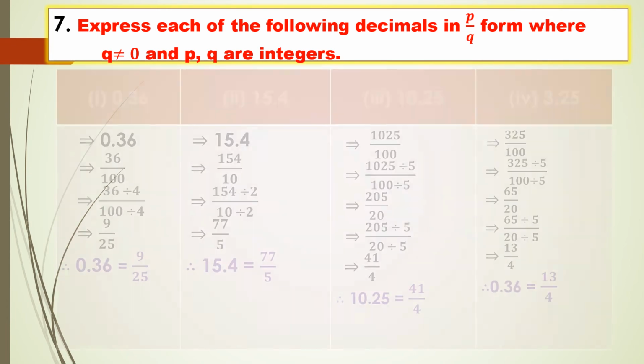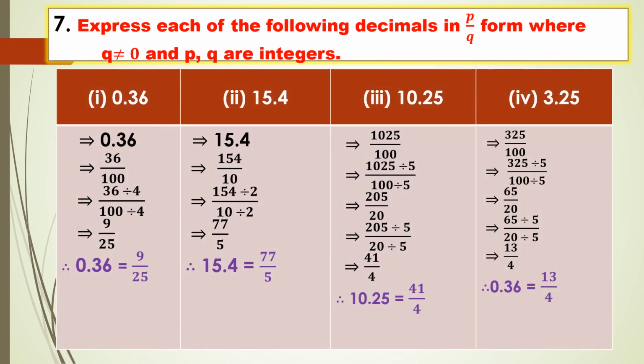Okay, let us go to the first question. 0.36, your next is 15.4, like this. Here there are 2 digits after the decimal, so I divided by 100. The last digits are 6 and 0, so you can divide by 2, or else 36 is divisible by 4, and 100 is also divisible by 4, so I took 4 directly. So 9 by 25; they cannot be divided further, because they have 1 as the common factor. So your answer is 9 by 25. Do it till the standard form, then you can write in the P by Q form.